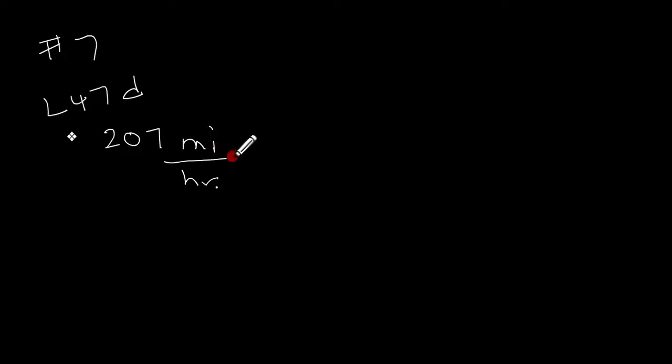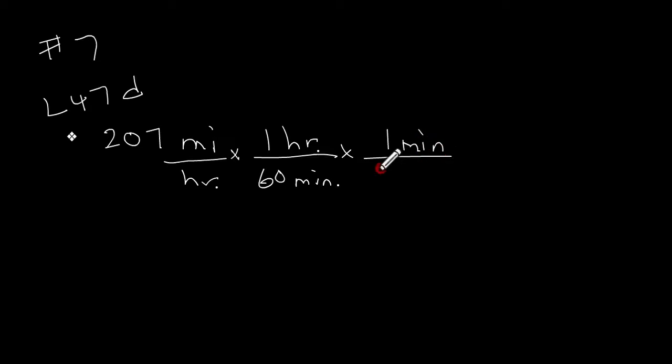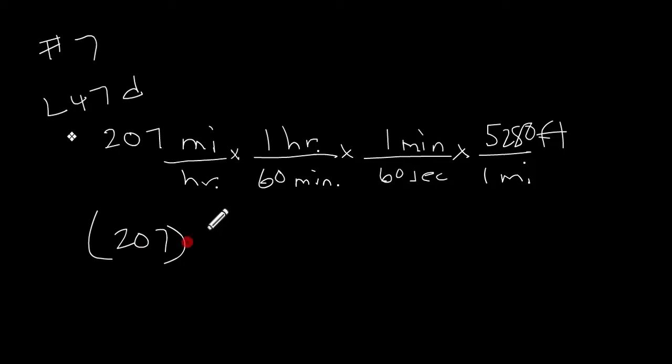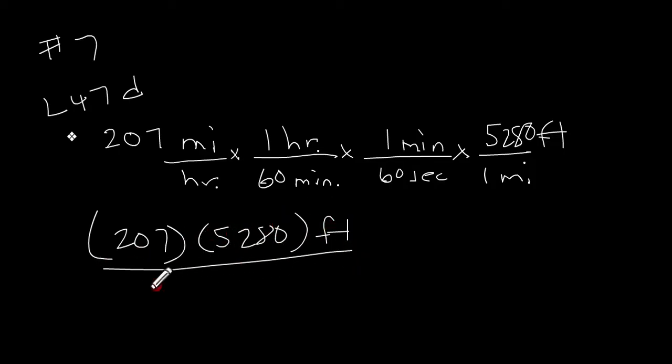207 miles per hour, we're going to go to feet per second. So let's do our hour first. 1 hour is 60 minutes. We're going to seconds, so we need 1 minute is 60 seconds. And now we're going to change our miles into feet, which this one's a lot easier. So 1 mile is 5,280 feet. All the units cross out, so we end up with 207, except the ones we want, 5,280 feet per 60. You can just leave it like this on the test. Bring your calculator. 60 seconds.